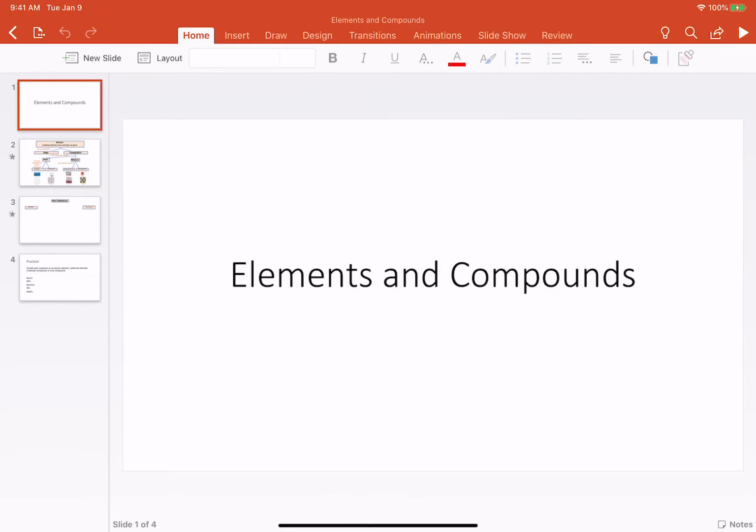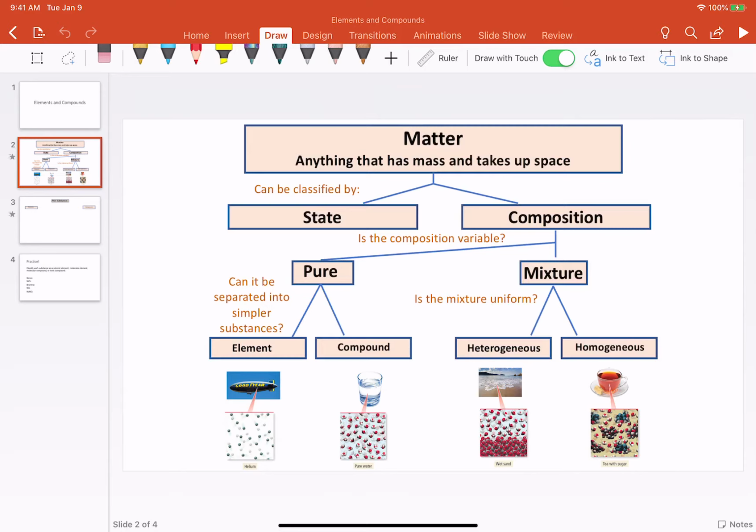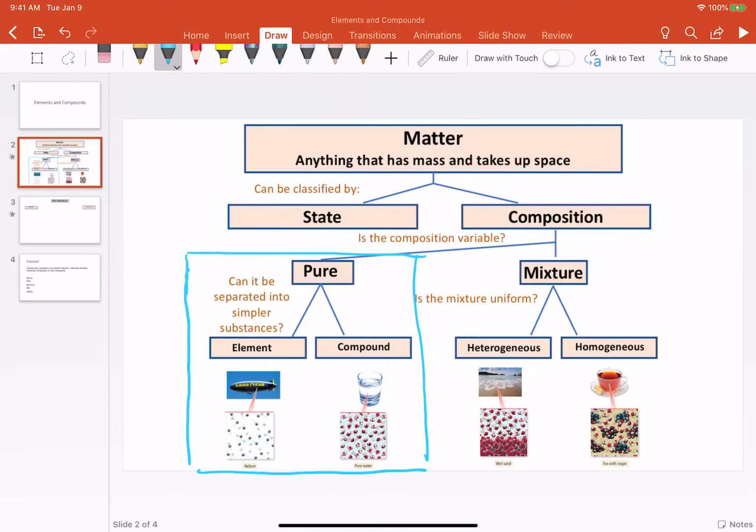To start our discussion of elements and compounds, we're going to briefly go back to Chapter 1, and we're going to focus in on one particular part of this chart. So we're going to go back and we're just going to focus on this area here, our pure substances. If you want, you can even flip back to this page in your notes and continue this chart where you already started writing, or you could start a new page under Chapter 3.